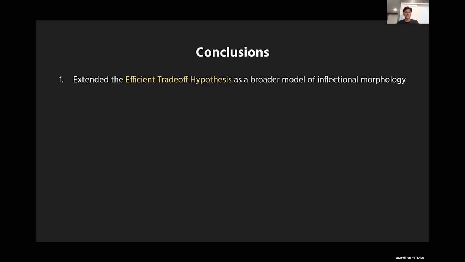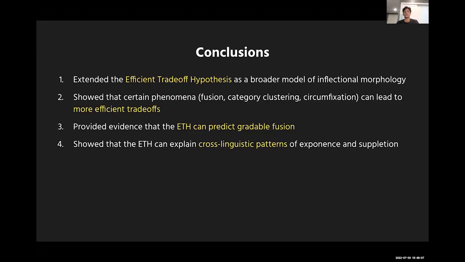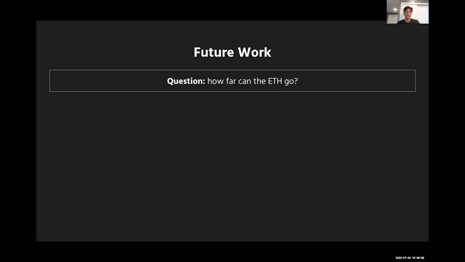So basically, we have extended the ETH as a broader model of inflectional morphology. Instead of just focusing on morpheme order in the agglutinative sense, we've used it as a tool to explain morphological fusion. We've shown that certain phenomena, like fusion, can lead to more efficient trade-offs. We've also shown that category clustering and circumfixation can as well. More details of that are in the paper. And we provided evidence that the ETH can also predict gradable fusion, which I just talked about, as well as cross-linguistic patterns of exponents and suppletion.